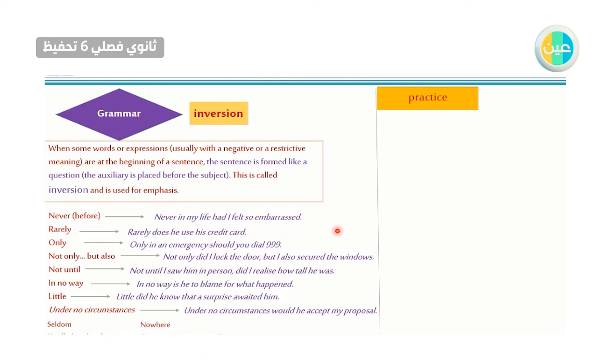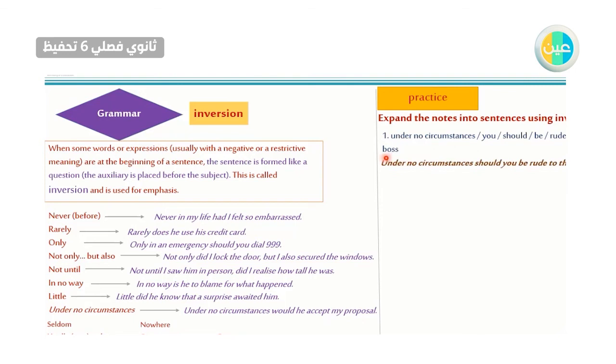we have no sooner. Okay, let's do the practice now. Expand the notes into sentences using inversion. Number one: under no circumstances, you should be rude. We will say: Under no circumstances should you be rude to the boss.